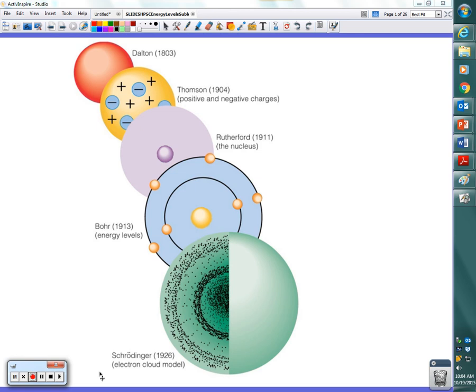So, on Tuesday of last week, we finished up this evolution of the atomic model, right? And we talked about the differences, starting at Dalton's atomic theory, and then bringing it all the way back down to Schrodinger's model. One of the key features of Schrodinger's model is the development of what we refer to as atomic orbitals.